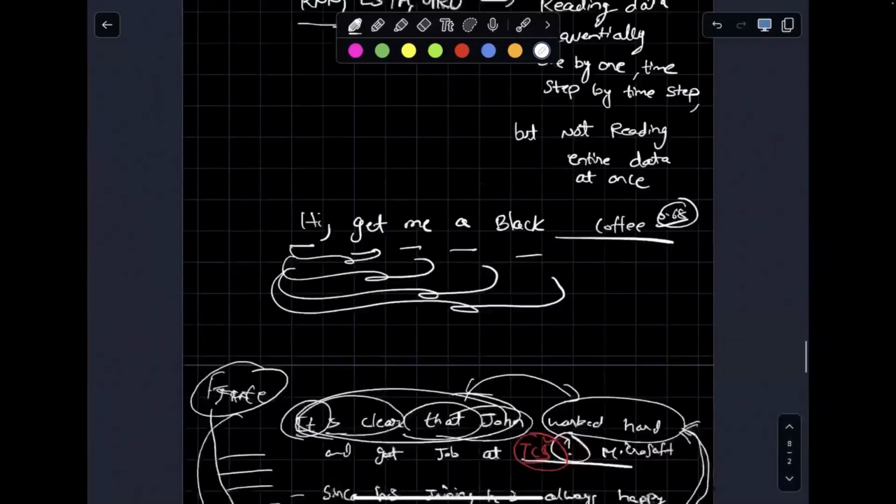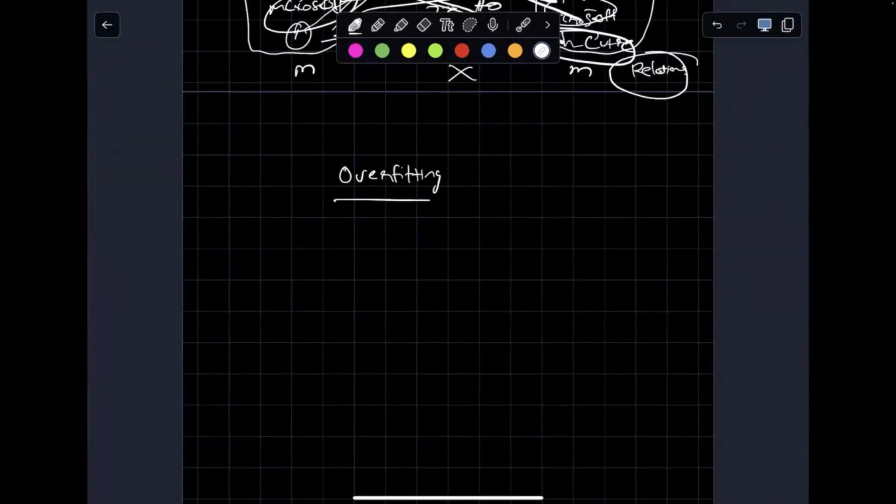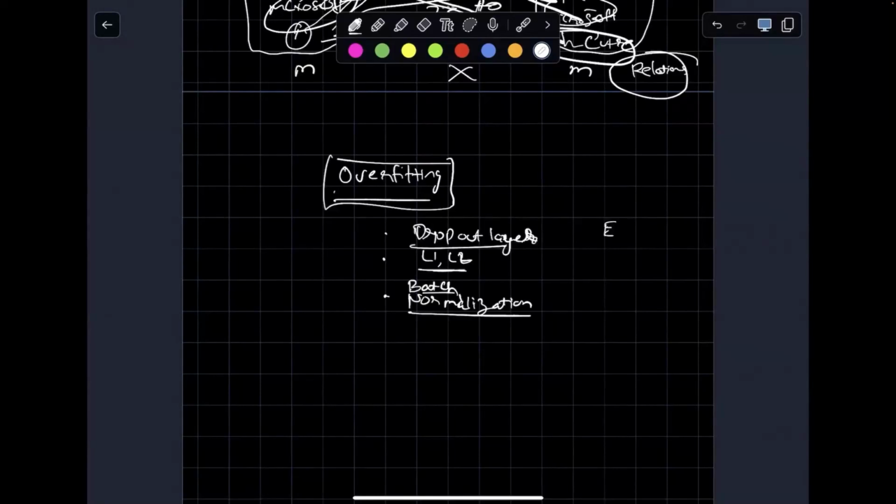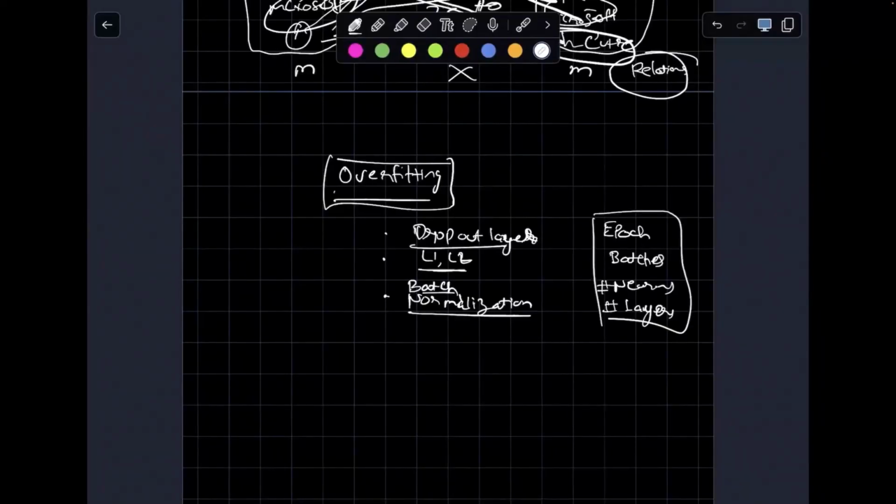For example, how to deal with the overfitting issue. Very important, right? Dropout layer, dropout, L1, L2 regularization. Same as linear regression only, nothing new to learn. Batch normalization, which is just to scale the data. These are some things to deal with the overfitting issue. And obviously you can play with hyperparameters: epochs, batches, number of neurons, number of layers. Optimization function, cost function, whatever. You can just try with everything, and you can deal with the overfitting issue.